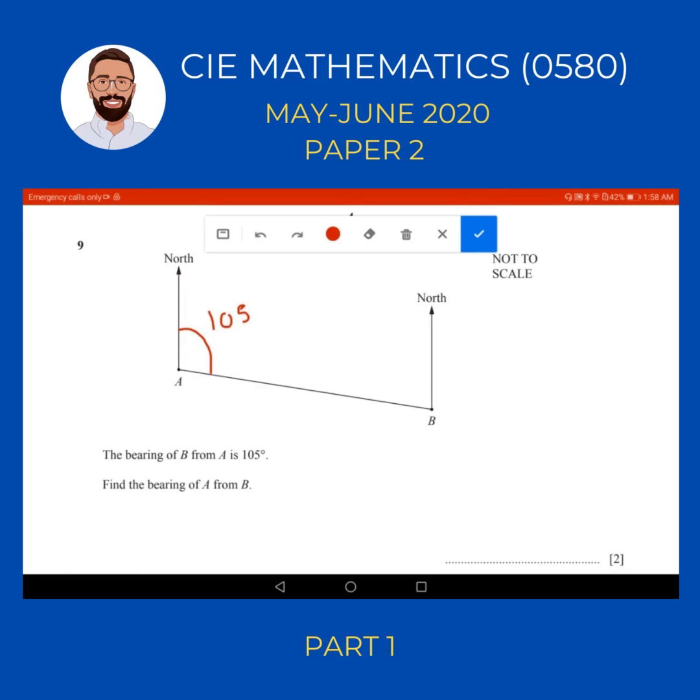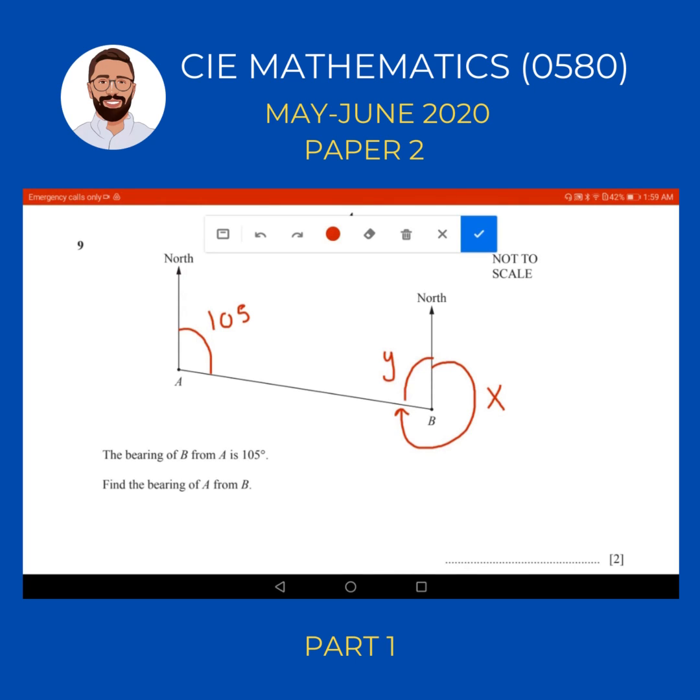Now to find the bearing of A from B, so from B means I have to go to B. And from the north sign, I need to move in a clockwise direction until I meet the line connecting A and B. So that's the bearing, and I'm calling it X. Now, how can I find X? Since we are given 2 parallel lines, which are the 2 north lines, the angle 105 degrees and the angle here, I'm going to call it Y, lie on the same side. So since they lie on the same side, these are called allied angles.